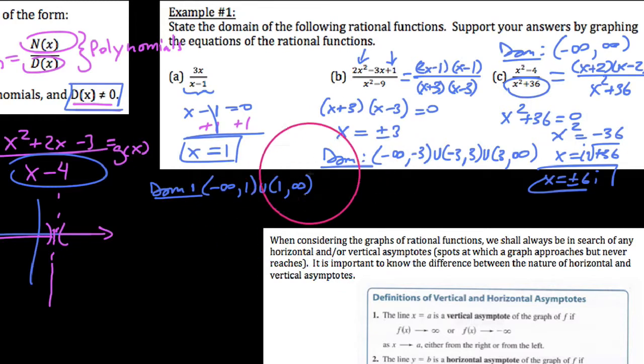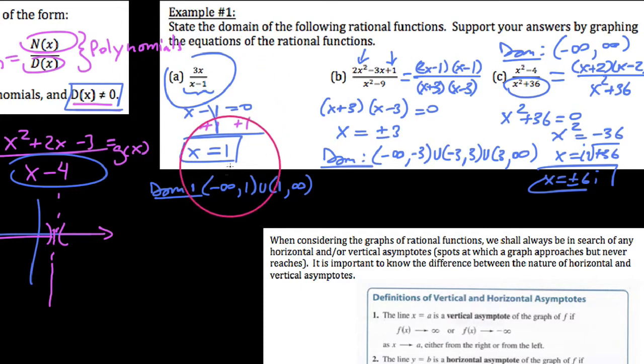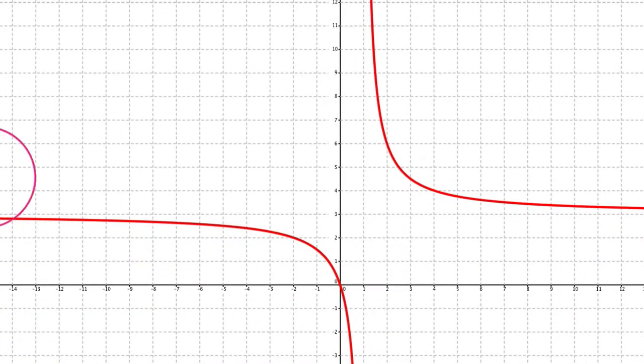So while we are on the topic of undefined spots, let's consider what we mean when we talk about asymptotes. Now, I did graph these three functions. I did say I wanted to support my answers of domain by looking at the graphs of these. So this first one here, where we said we had an undefined spot at 1, let's go take a look at its graph. And so we see our first rational function here. It's what we call a hyperbola, okay? And we see that it has two branches.